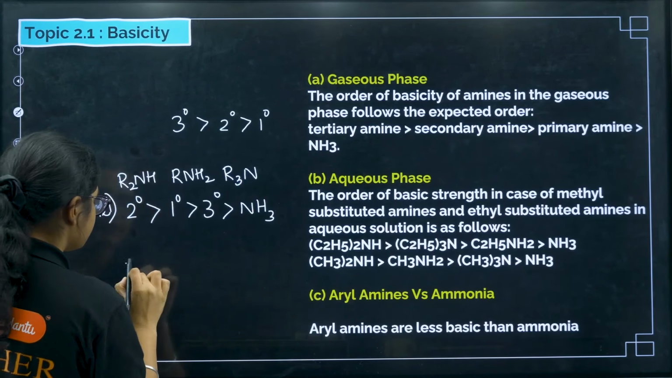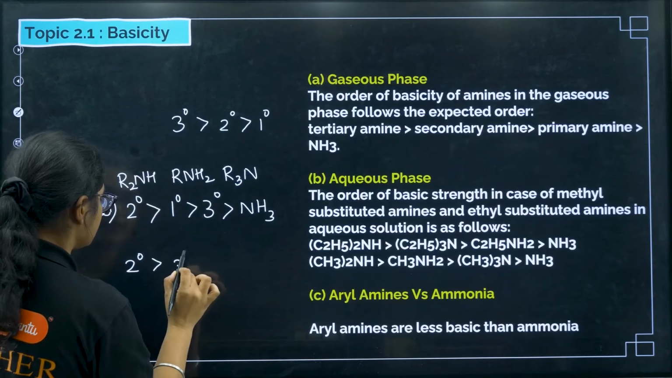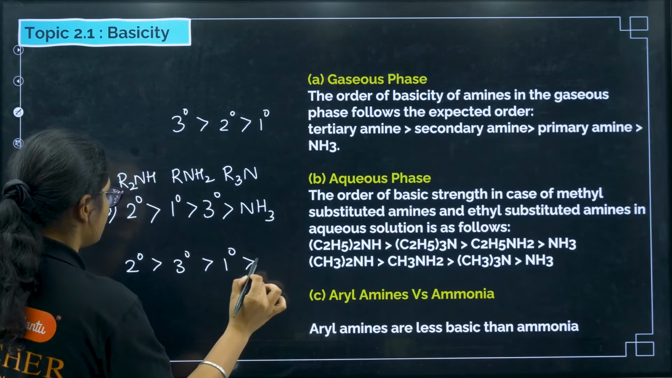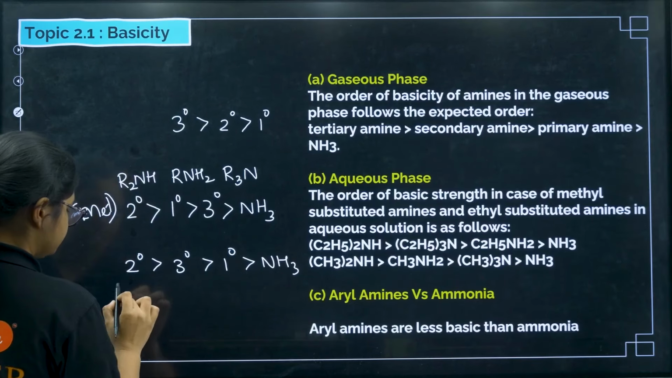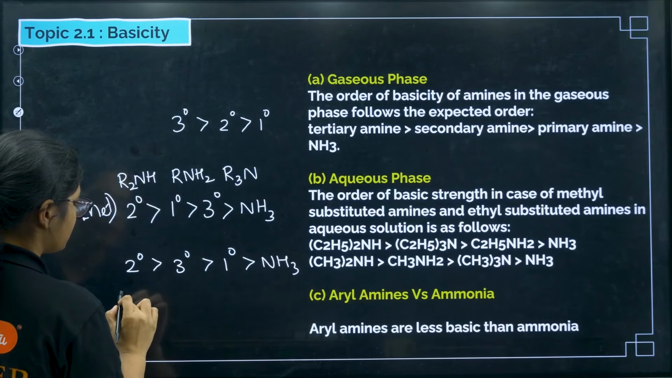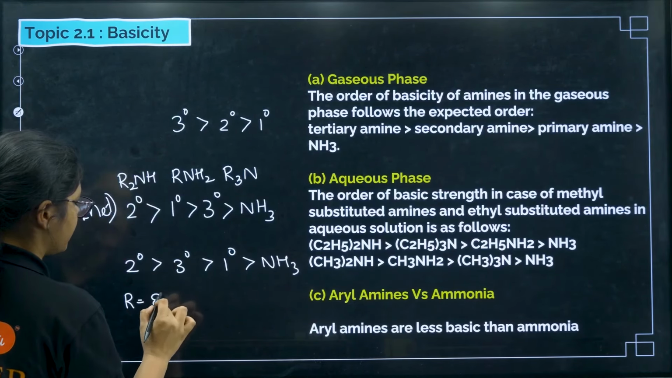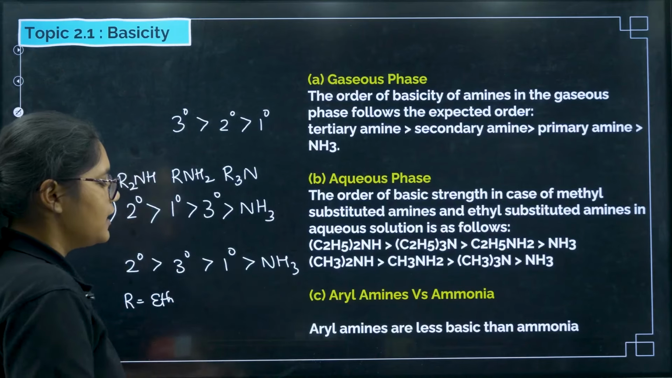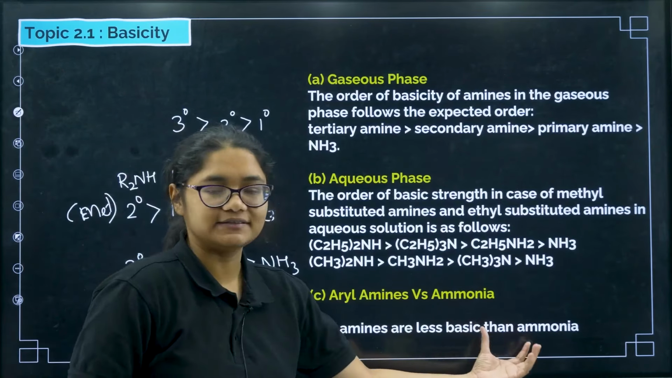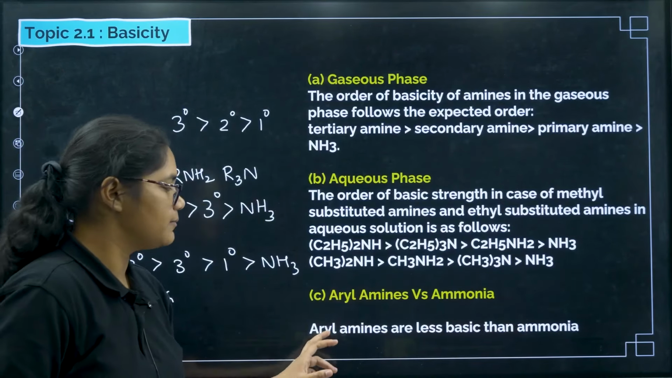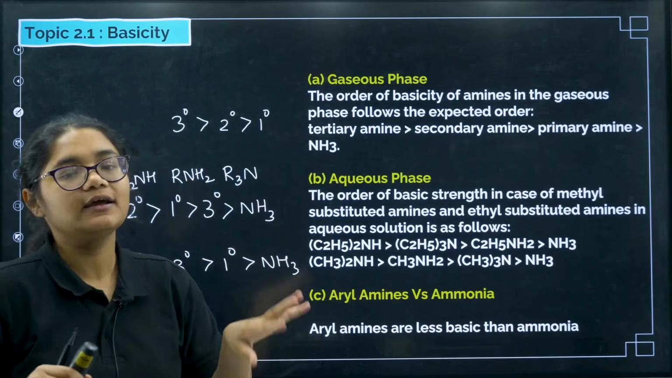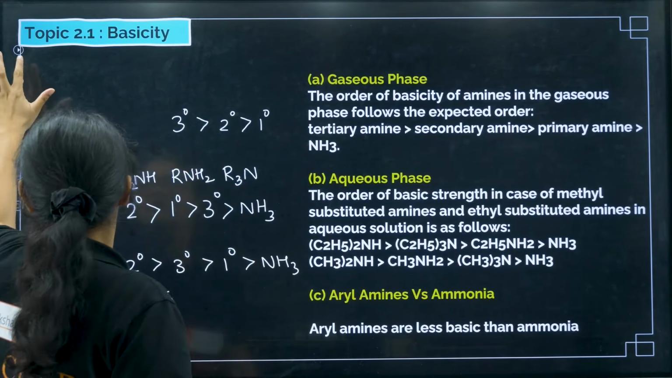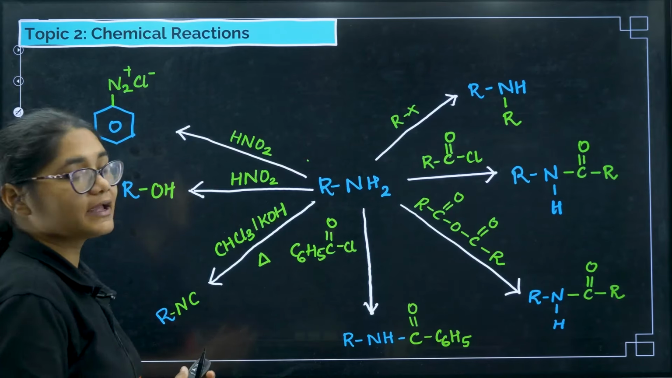Okay, next we have 2 degree, 3 degree and 1 degree and ammonia. Now what is 2 degree here? This order will come if the R group is the ethyl group. Okay, and aryl amines are always less basic than ammonia. Why? Because in aryl amines the lone pair of electrons of nitrogen is involved in resonance.